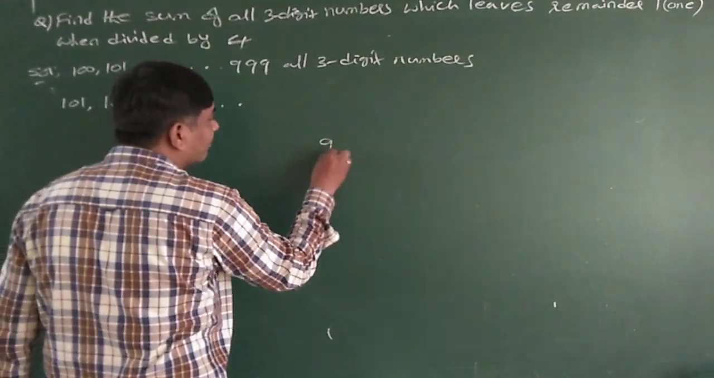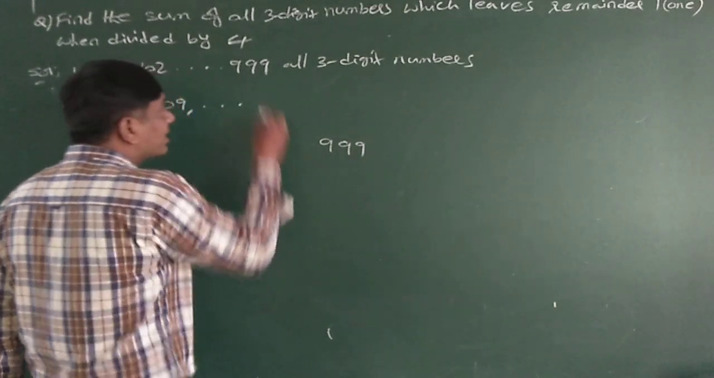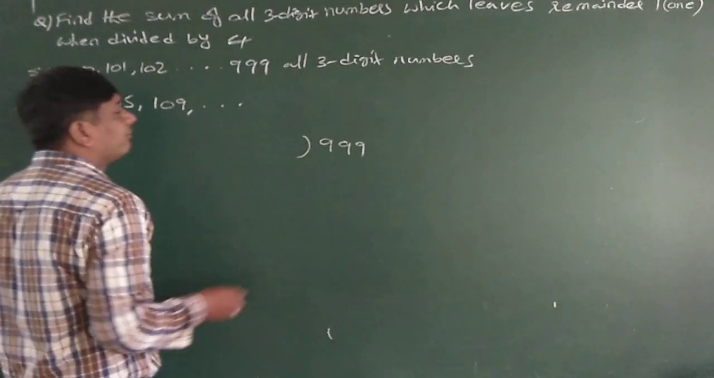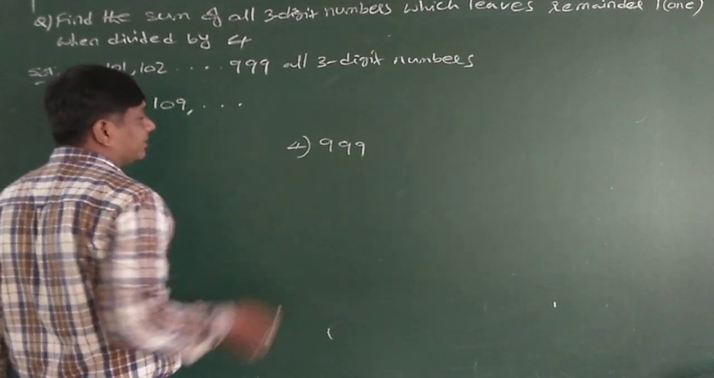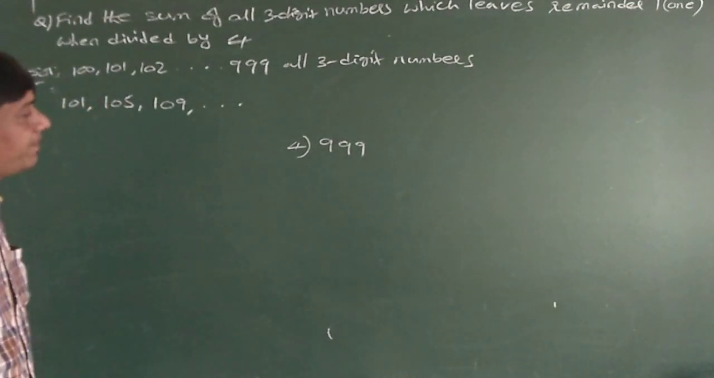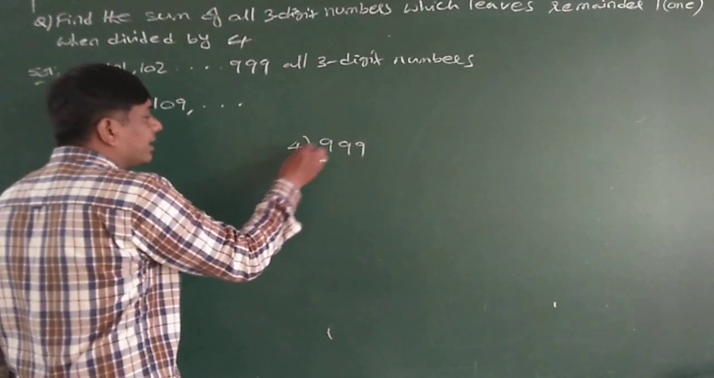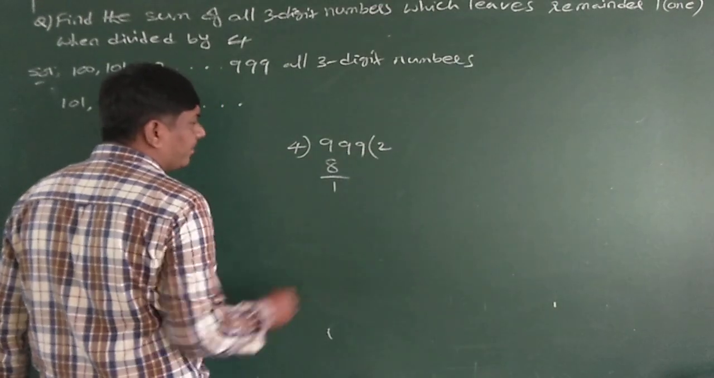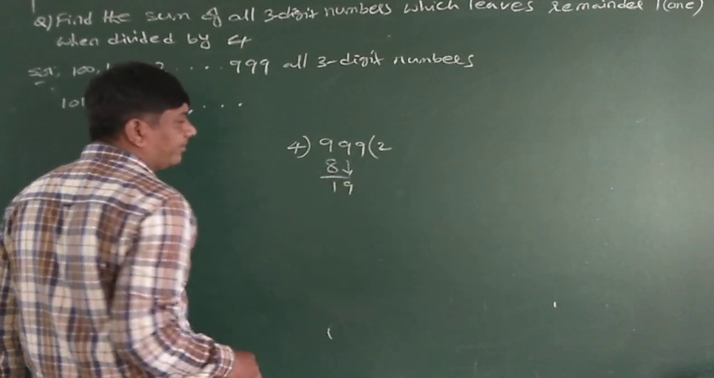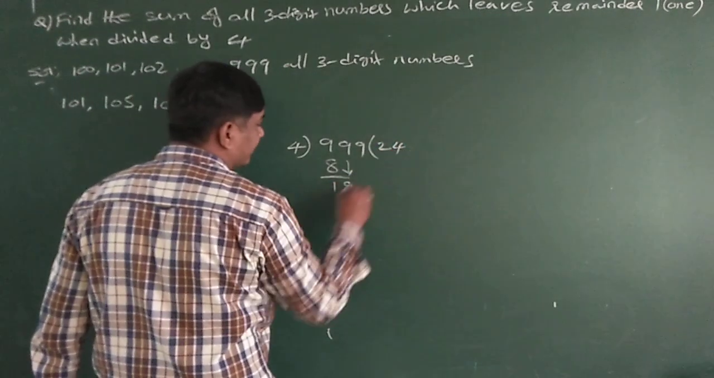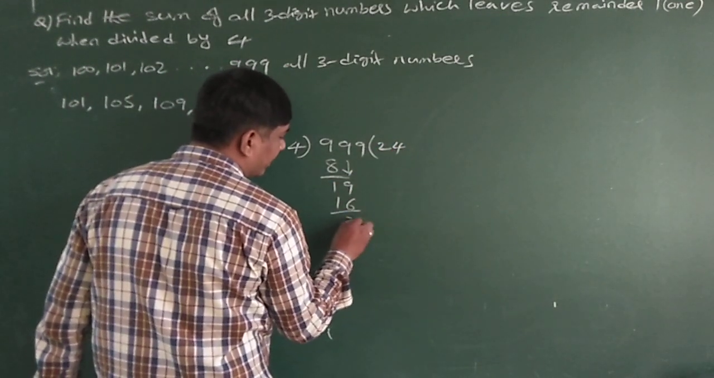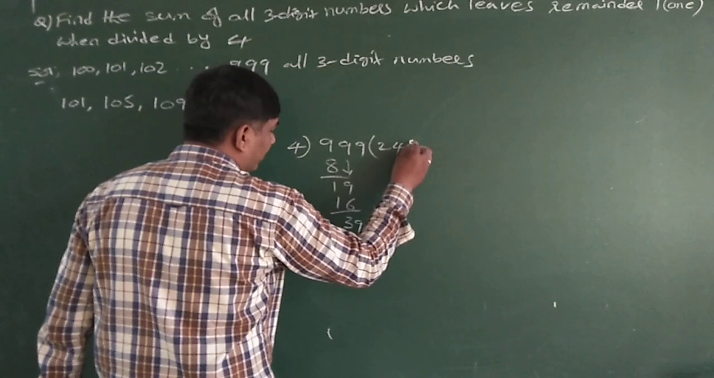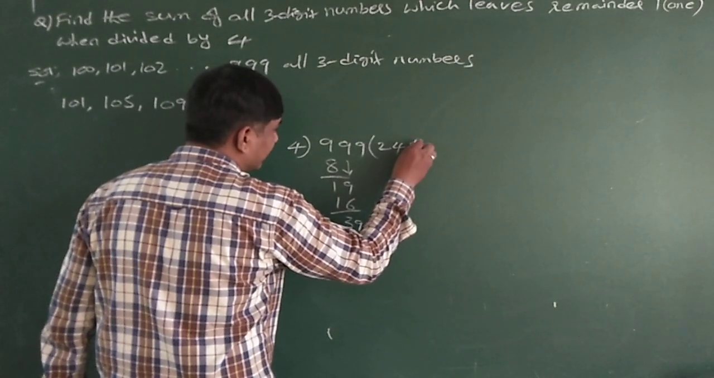Now I am going to find the last number. What is the last 3-digit number? 999. The last 3-digit number is 999. Now divide this by 4. 4 twos are 8, 1, then 9. 4 fours are 16. 3, 9. 4 nines are 36.